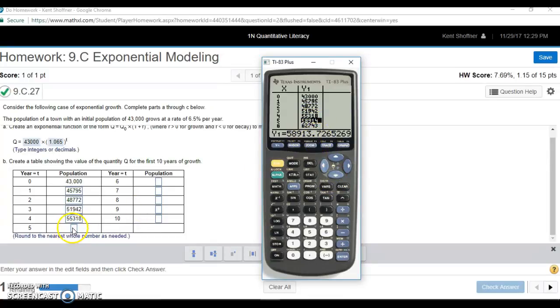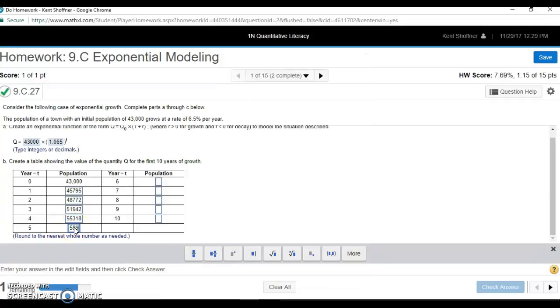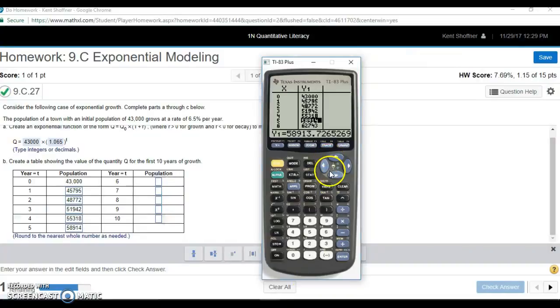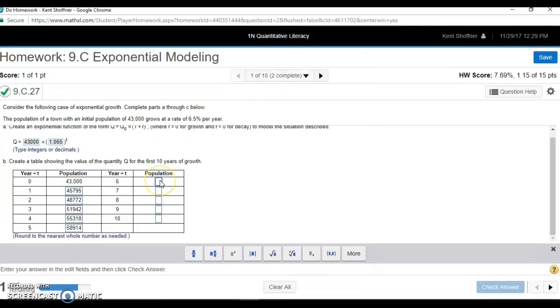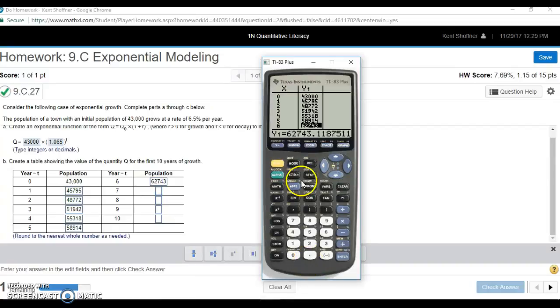58,913.7, which rounds up to 58,914. Then I go to year 6. Year 6, 62,743.1, which rounds to 62,743. Year 7.